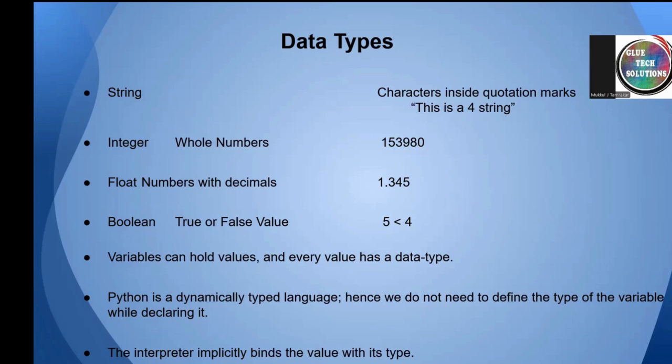Now, as I told you earlier, we have heard many times that Python is a dynamically typed language. It means you do not need to define the type of a variable while declaring it. The interpreter implicitly binds the value with its type. In other languages like Java, C, and C++, we need to define the data type also. Here we define a variable as a equals 5, but the same thing in another language, you have to write int a equals 5. Int will be your data type, then your variable name, then the assignment operator, then the value. Okay. So this is the difference.